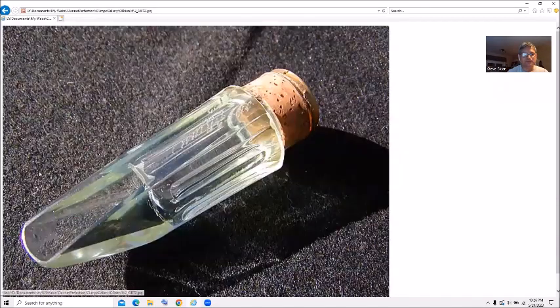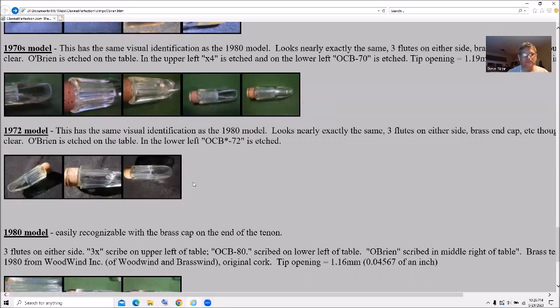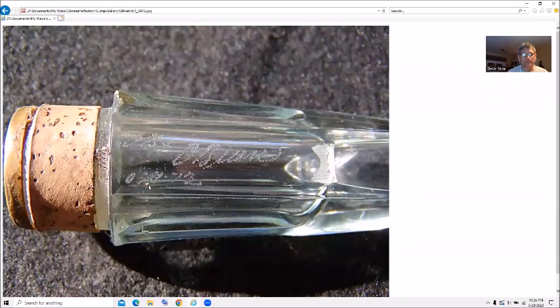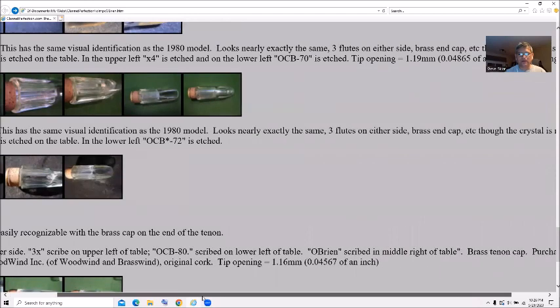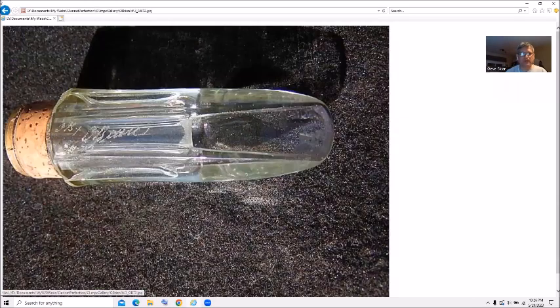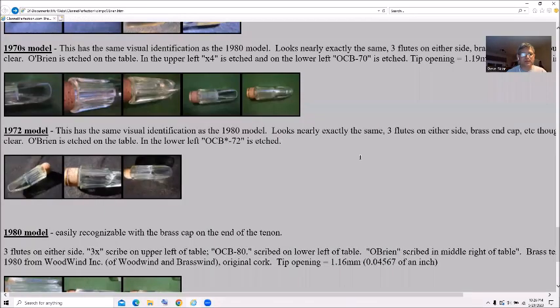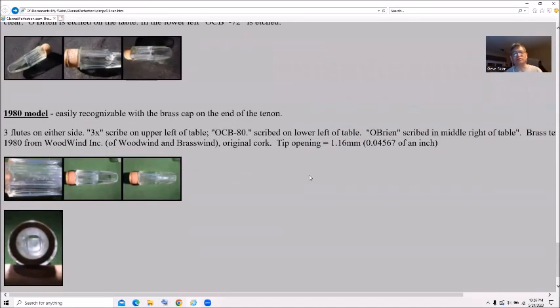Here's a 72 model. Etching on the table. Is that OCB star 72 etched on it? OCB 72 O'Brien. This crystal is more clear than the older ones. It's a 1980s model. Oh, this is, I believe, the one that I bought from Woodwind and Brasswind.